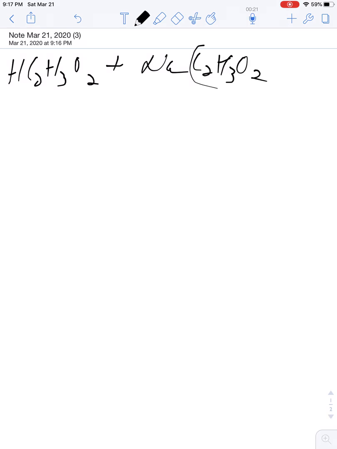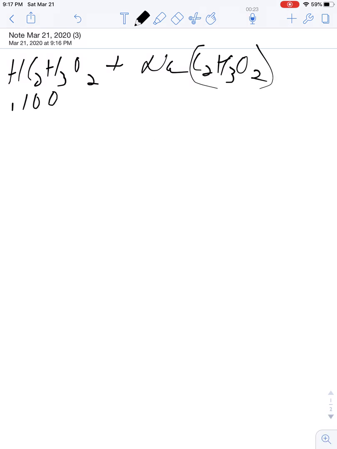Okay, we defined what a buffer was. We said it's a solution that resists a change in pH, but we actually never explained how it does that. So let's just take acetic acid because that's an easy one to do. I'm going to have acetic acid and then I'm going to have my corresponding salt. There. That's a buffered system.